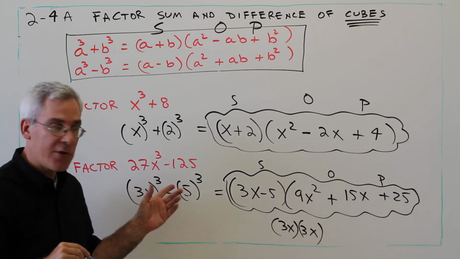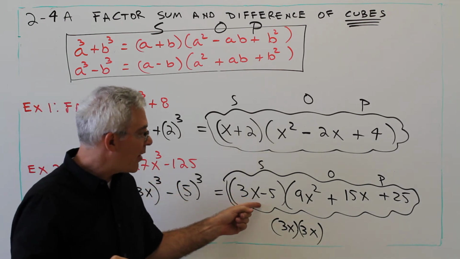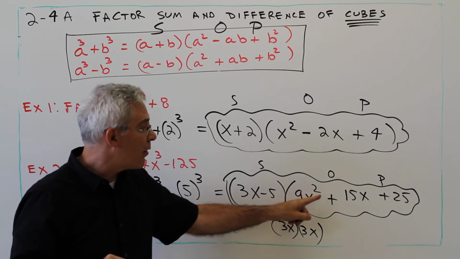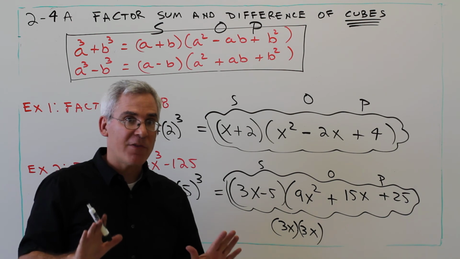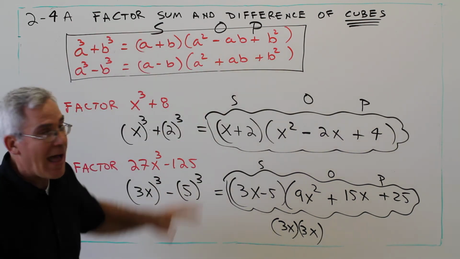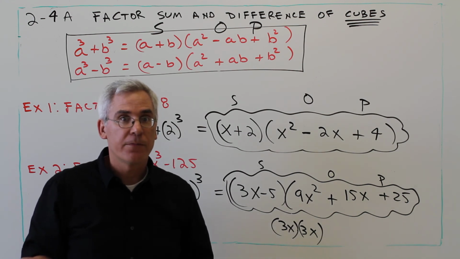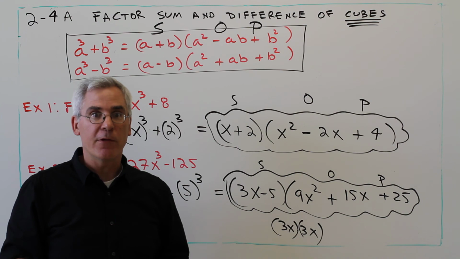So the factorization of 27x cubed minus 125 is 3x minus 5 times 9x squared plus 15x plus 25. Again, I can't emphasize it enough. You need to memorize these templates, and you can use SOP to help you remember the signs. So there you have it, how to factor the sum and difference of cubes.